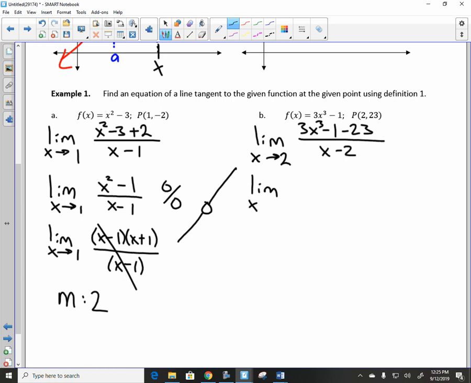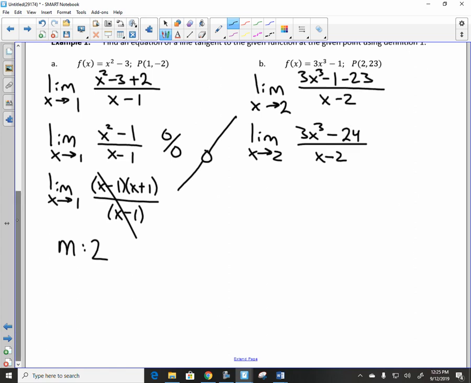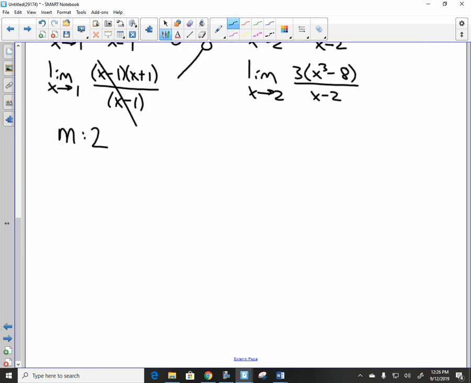So limit as x goes to 2 of 3x cubed minus 24. Now what? Take out the 3, I get x cubed minus 8. X cubed minus 8 is a difference of cubes. That does factor. Limit as x goes to 2 of 3 times x minus 2.